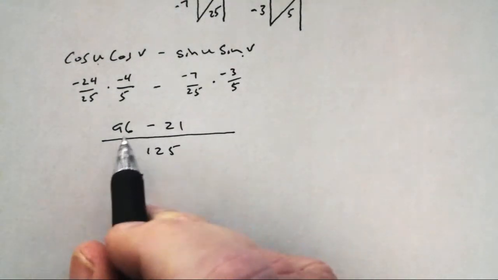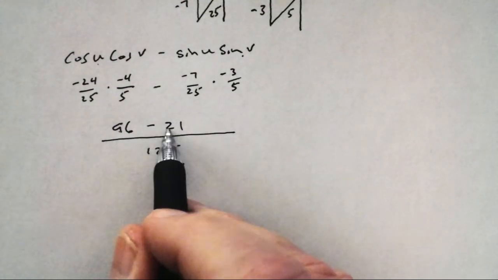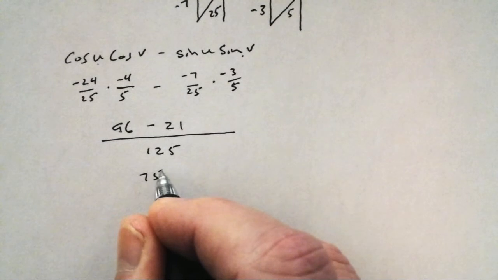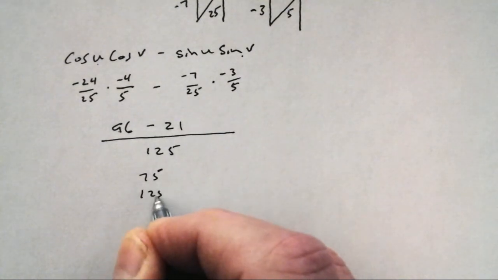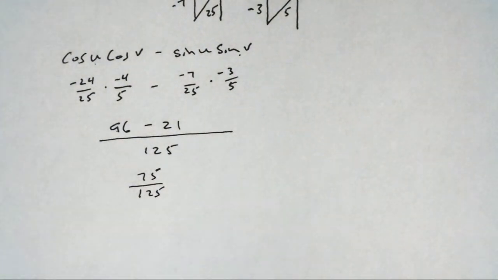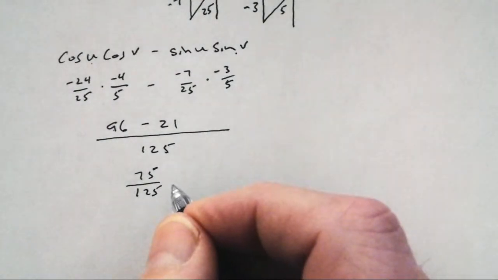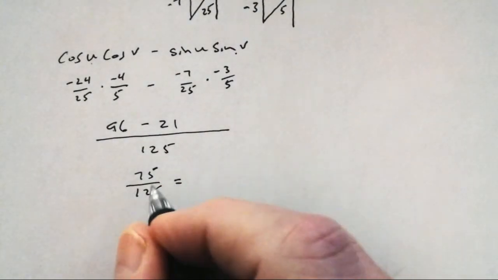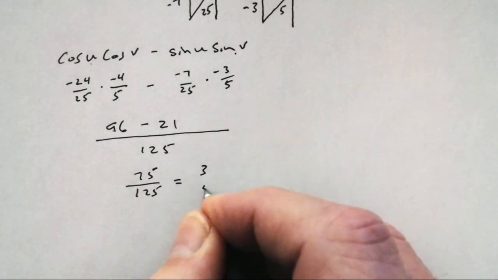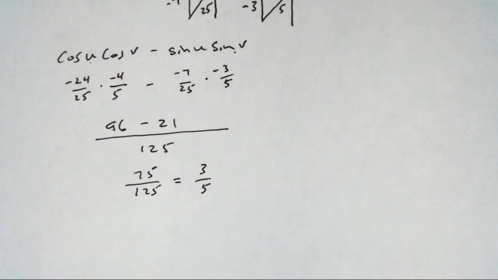And we end up with 75 on 125. Can you believe that? Divide by 25 and I get 3/5.